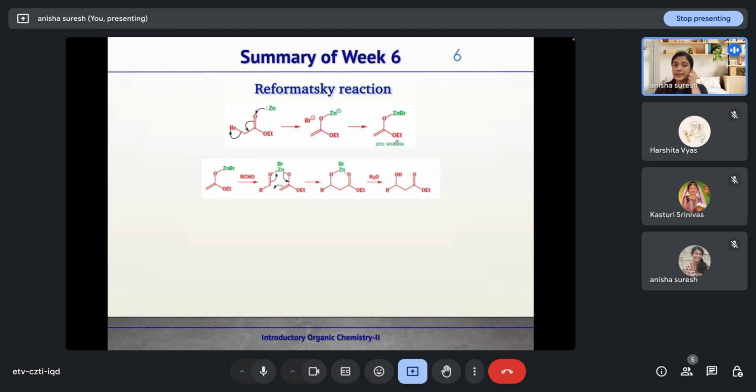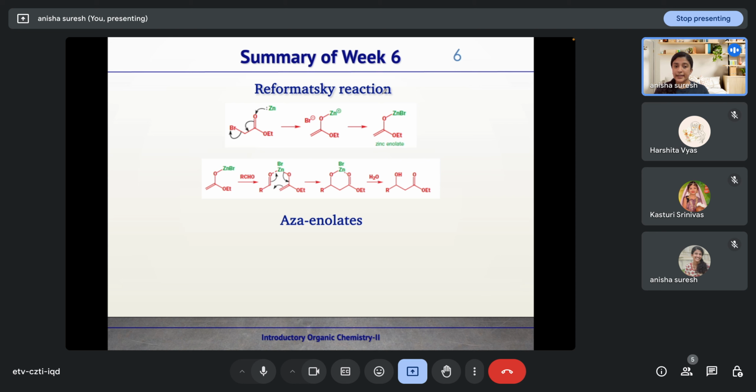Now what will happen in the presence of this electrophilic coupling partner? This will coordinate with the zinc, leading to formation of this intermediate. Then the O-Zn bond will break, and this carbon-carbon double bond will attack the electrophilic carbon center, and this O-Zn bond will be forming. So this intermediate will form, which upon workup will lead to formation of this beta hydroxy ester. Okay, so this is Reformatsky reaction.